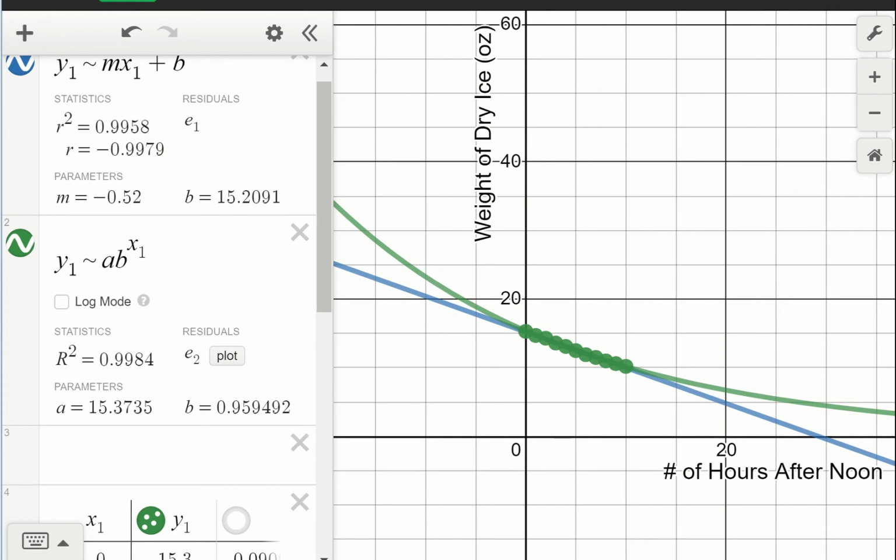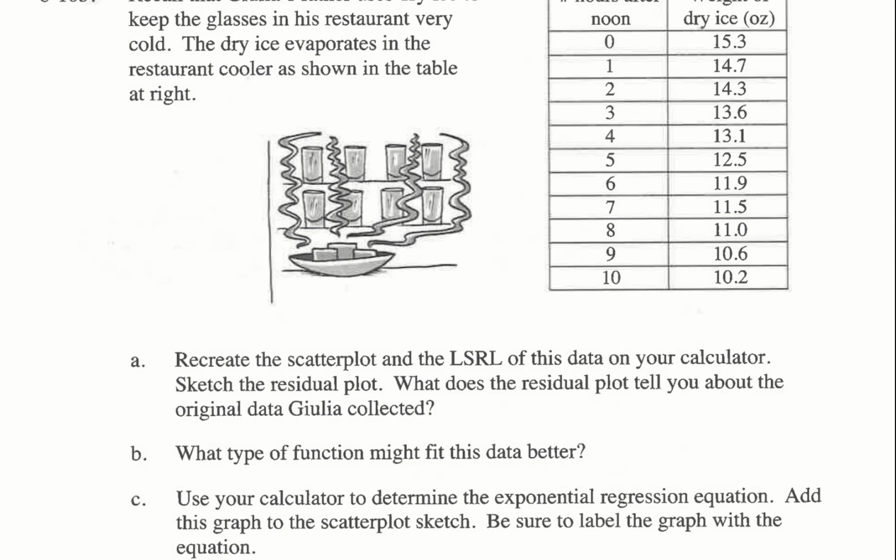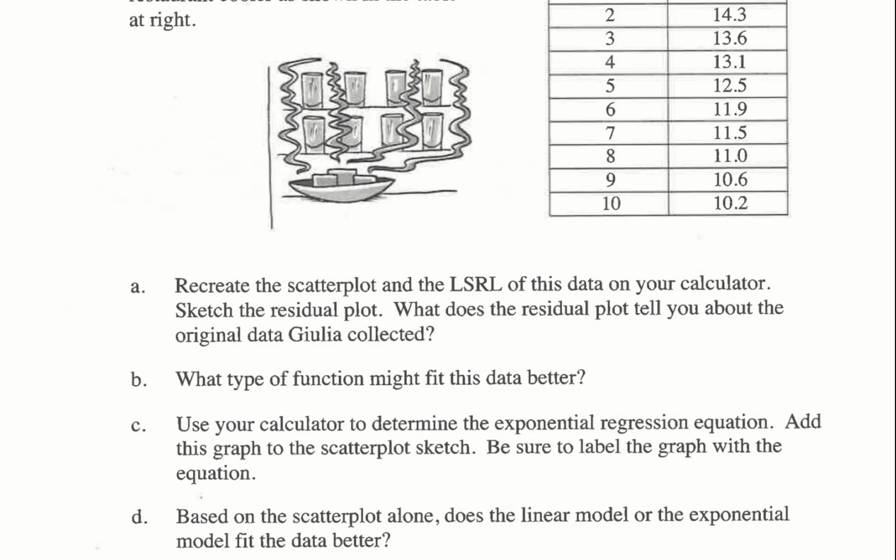Let's go back to our page. So what type of function might fit this data better? Probably an exponential model. It does ask, what does the residual plot tell you about the data Julia collected? That residual plot, because it went high, low, high, indicates that a linear model is probably not the best. Use your calculator to determine the exponential regression equation. Add this graph to the scatter plot sketch rather. Be sure to label the graph with the equation.